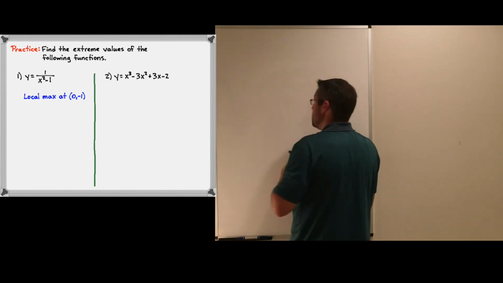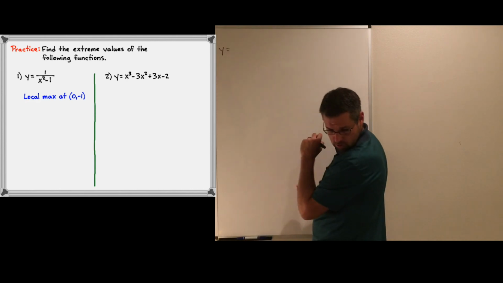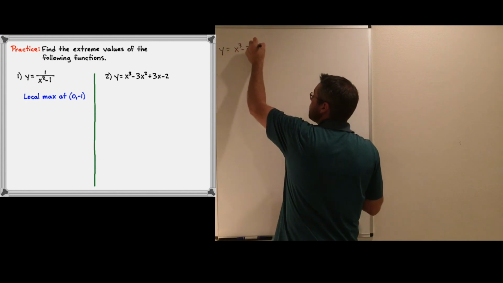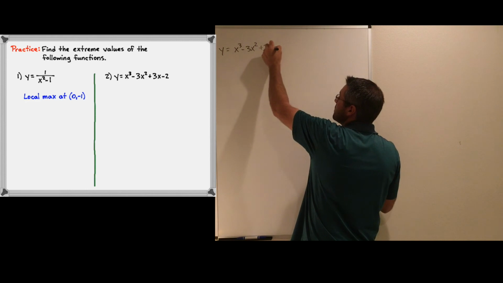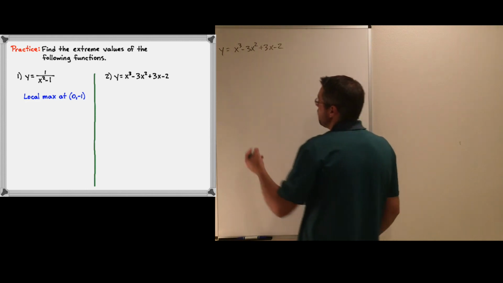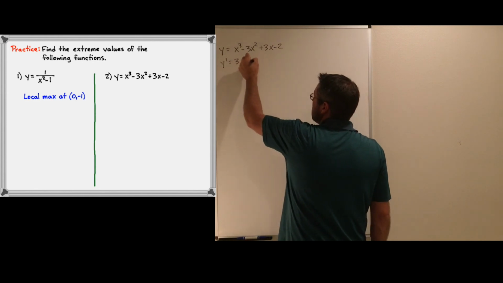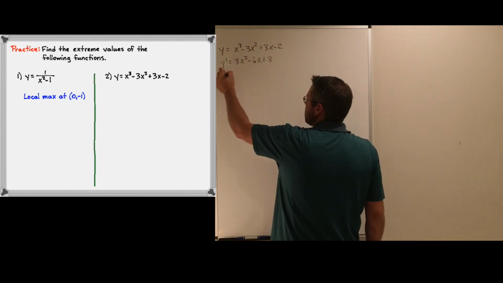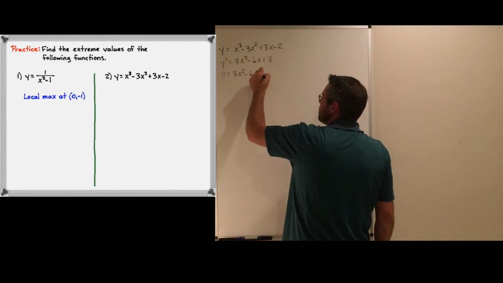For the last problem, we have y equals x cubed minus 3x squared plus 3x minus 2. Okay, so we're looking for extrema again. We're looking for critical points, so we have to take the derivative. The derivative would be 3x squared minus 6x plus 3. We're looking for when the derivative is equal to 0, so we're going to set that equal to 0.